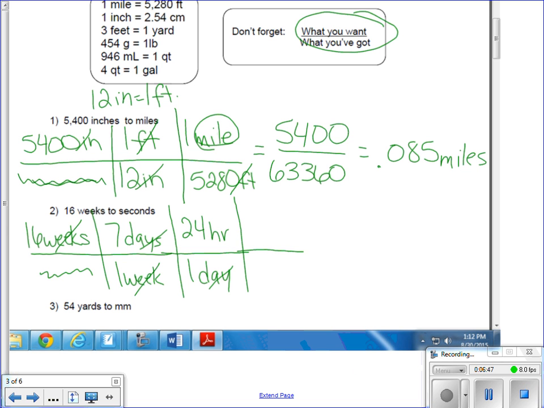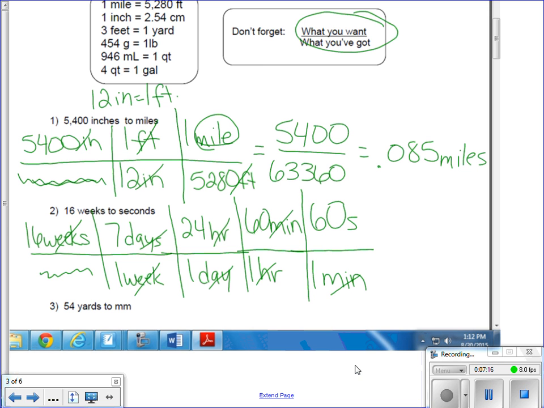So what do I know about hours? We know that in 1 hour, there are 60 minutes. I put my hour on bottom because I want it to cancel out with the hours on top. All right, so now I'm almost to seconds. I need one more box because in 1 minute there are 60 seconds. I put my minutes on bottom because I want it to cancel out with the minutes that I had on top.